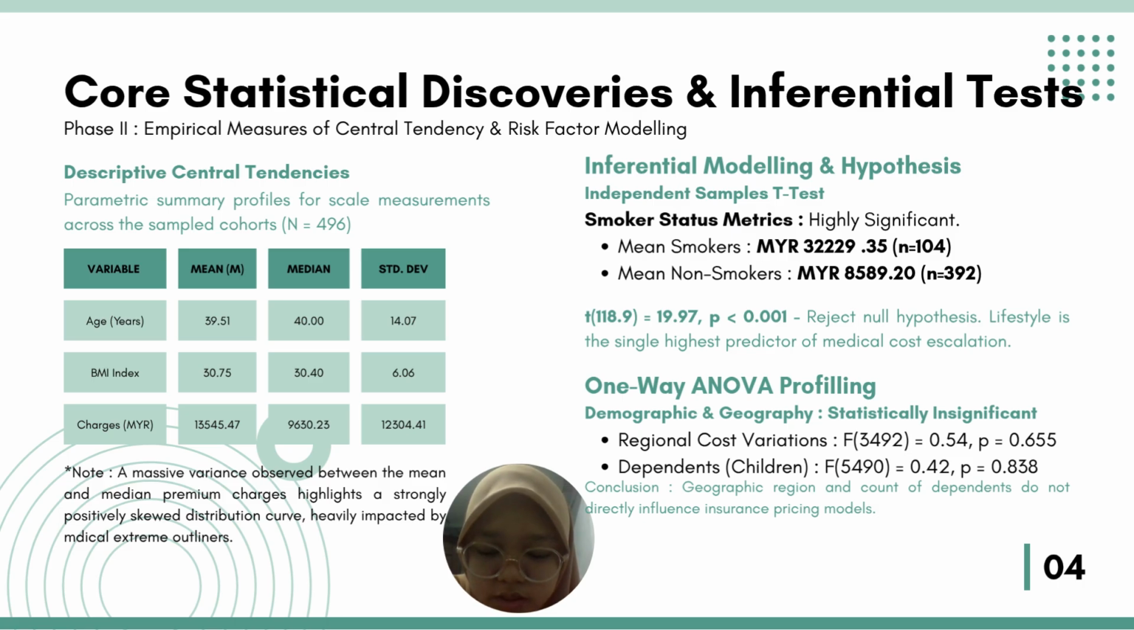Meanwhile, the average annual insurance charges were RM30,545.47, while the median was RM9,630.23, with a standard deviation of RM12,304.41. The noticeable difference between the mean and median of insurance charges indicates that the data is positively skewed, suggesting the presence of several extreme values or outliers.